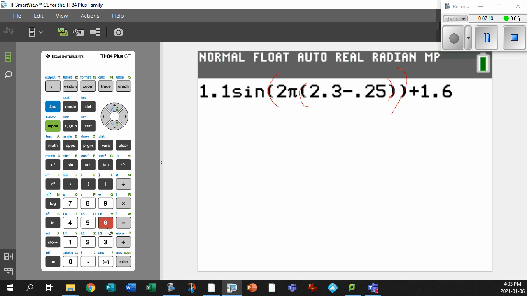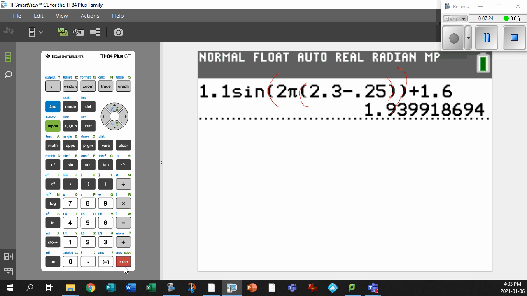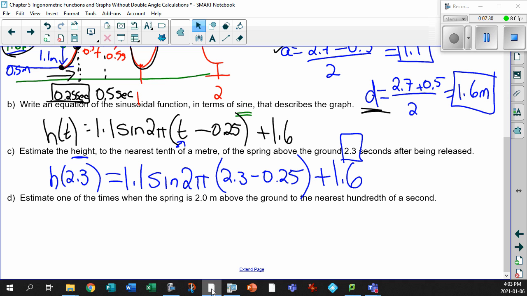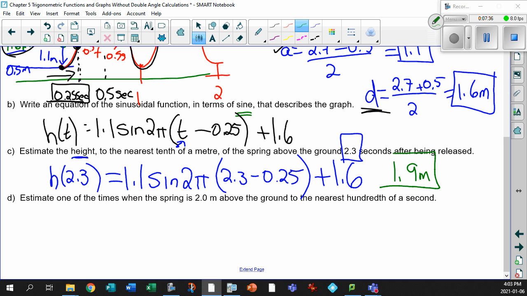That should give you a very nice value. Enter. There it goes. 1.939, and it says here to the nearest tenth, 1.9, and this would be meters. Beautiful. Now, same thing goes with this.